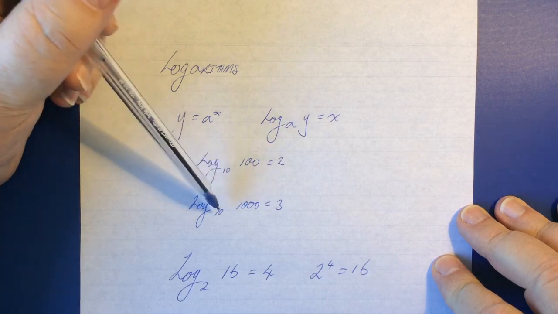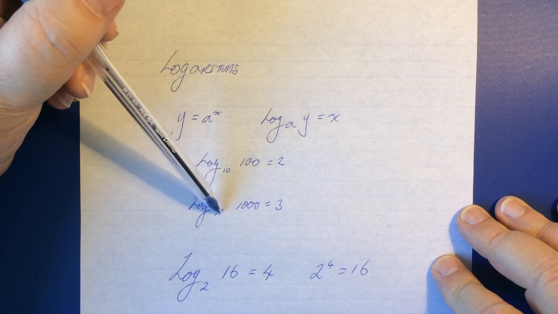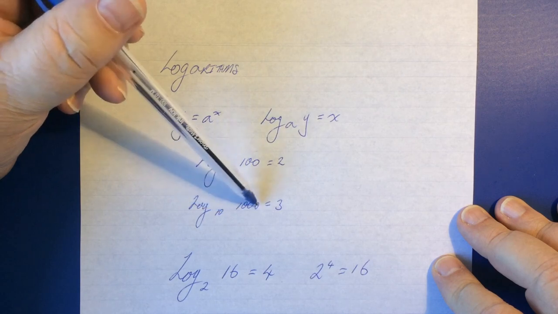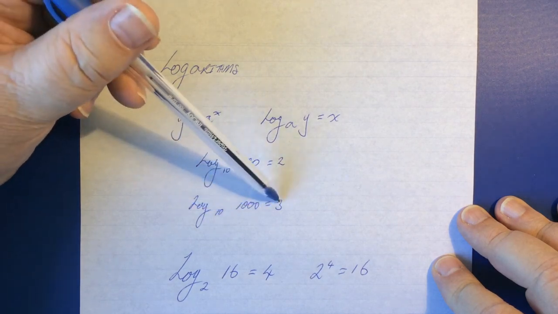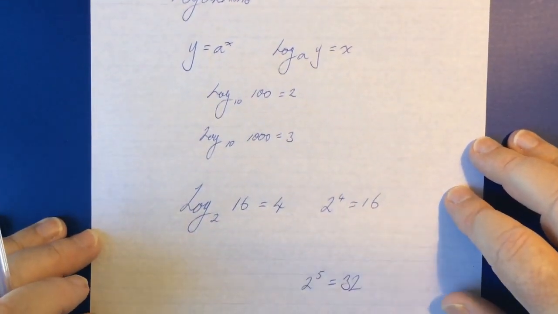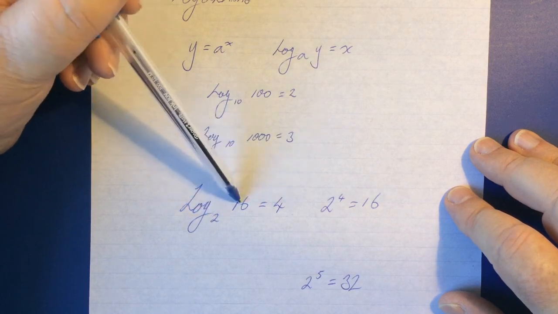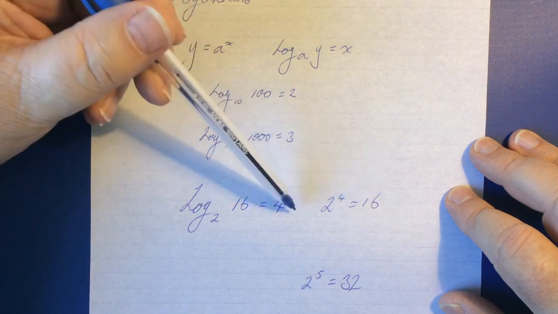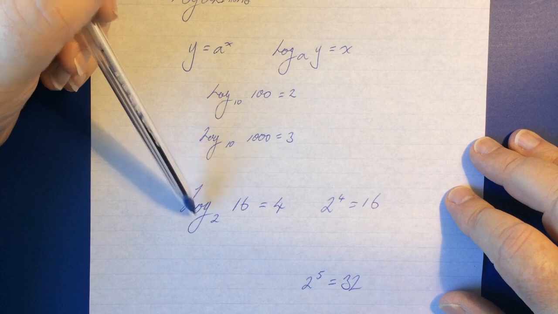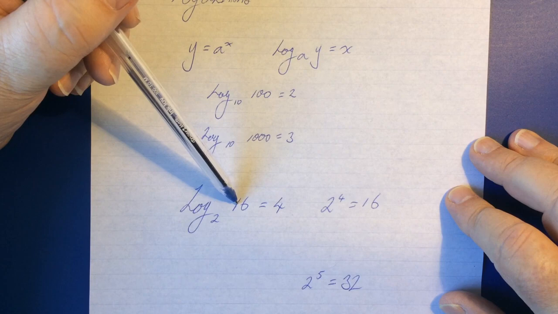Let's try 1,000. Again in base 10. So what power of 10, what log of 10 will give you 1,000? The answer is 3. 10 to the power of 3 equals 1,000. Okay, another base. Let's try it in another base. So 2 to the power of 4 is 16. We know that. We've got it written here. But take a look at how it's set out here in log form. The log in base 2 of 16 is 4. 2 to the power of 4 is 16.